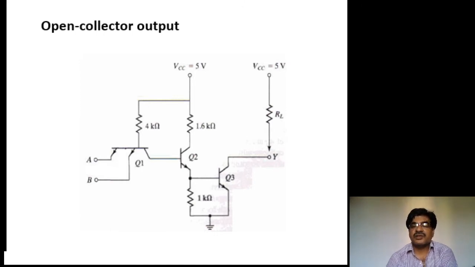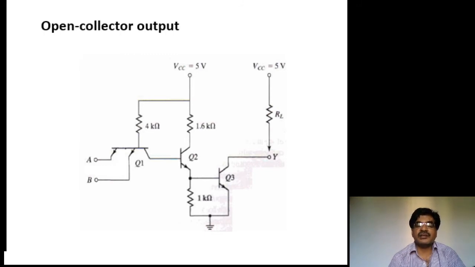If you are not using this external resistor, what happens during the logical high case? The output is open. So in order to pull up the output voltage properly, the external resistor has to be connected between the output terminal and power supply VCC. So this is the operation of the open collector.